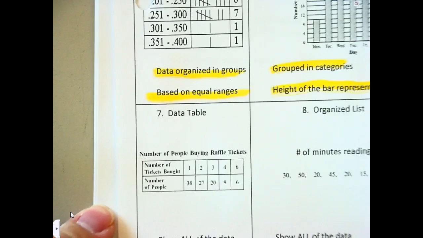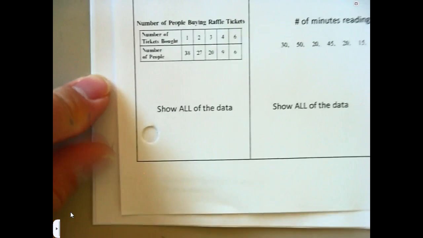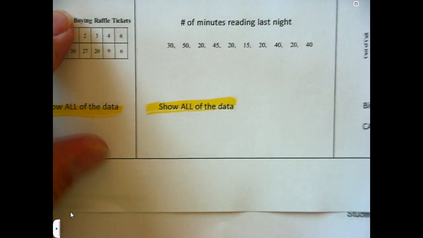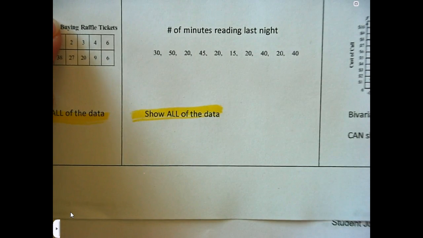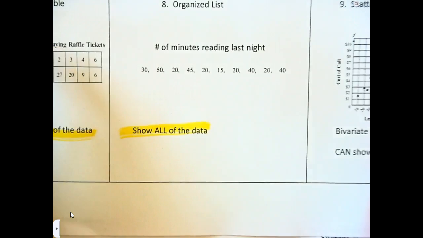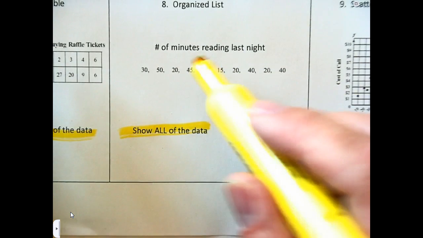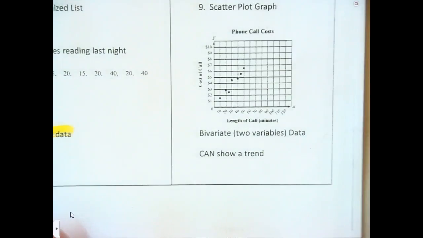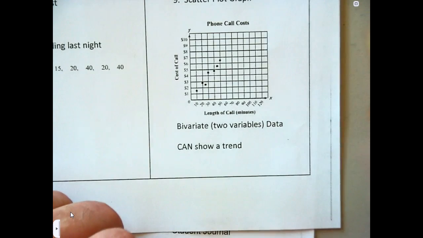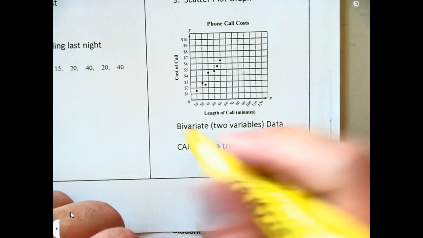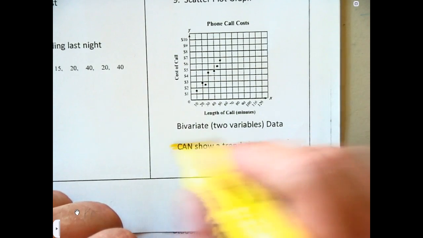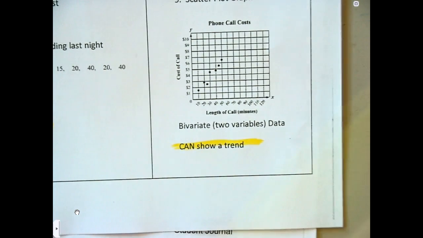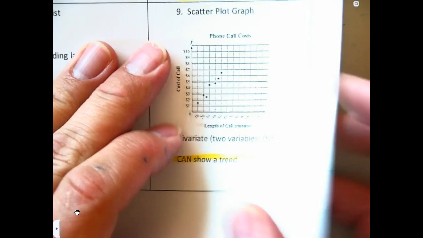Your data table, one that you've used a lot. It shows all the pieces of data. That's the benefit there. Organized list also shows all data. The list is organized. You can make it a little more organized by actually putting it in numerical order. And your scatter plot. Okay, bivariate means there's 2 variables, the x and y variable. Okay, it helps you to see those trends.